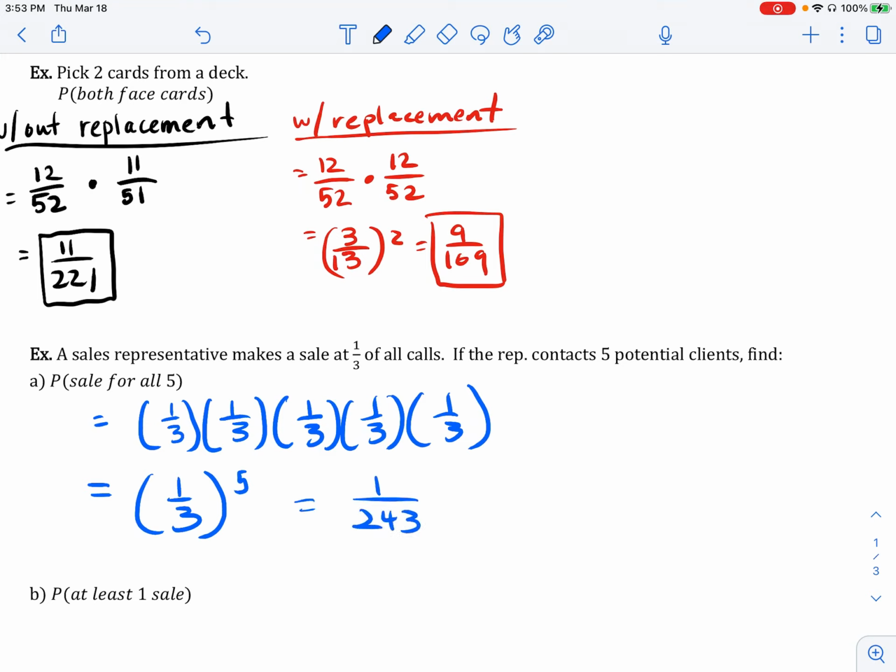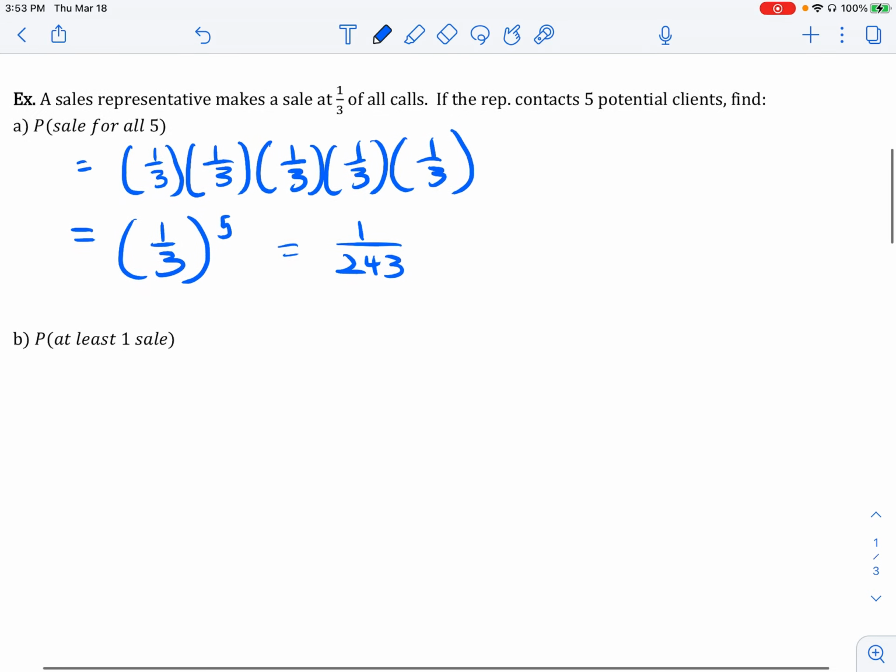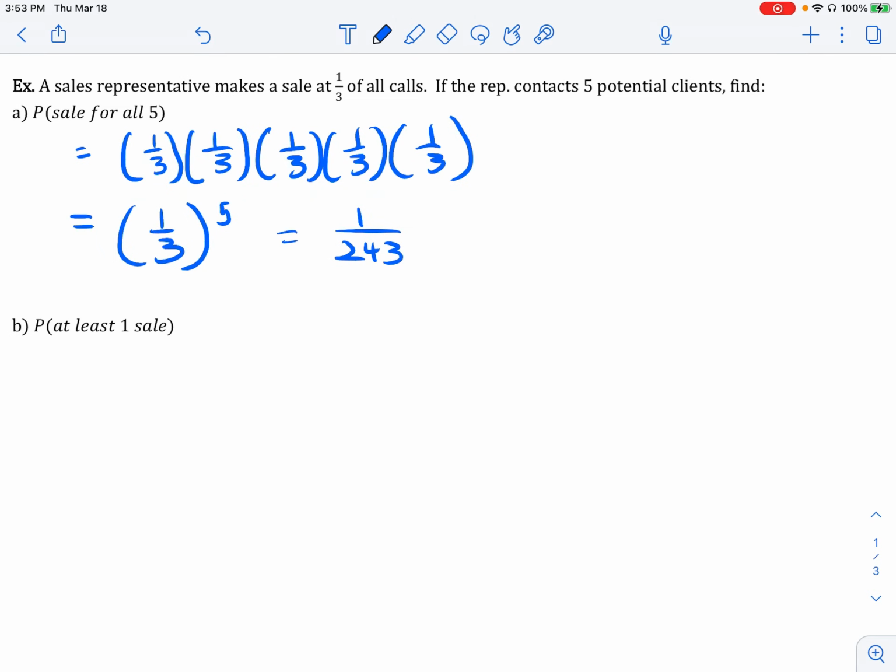Okay. Now let's try an example where that sales rep makes a sale on at least one call. So what's the probability that they'll make at least one sale? One way you could do this is to ask, what's the probability that they'll make one sale, or two sales, or 3, or 4, or 5? Remember that the word "at least" creates a couple of different "or" situations. And this is a lot of adding. I don't really want to deal with this.